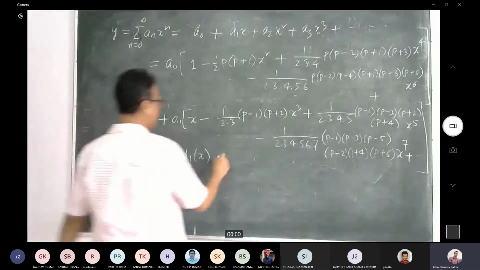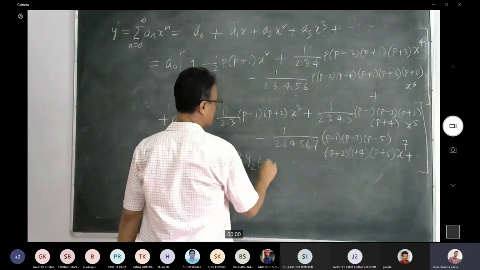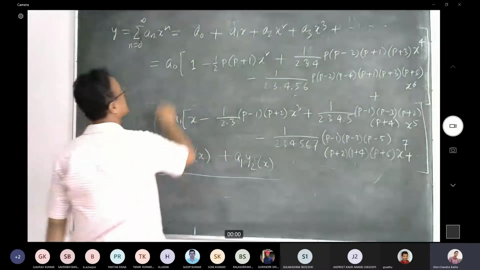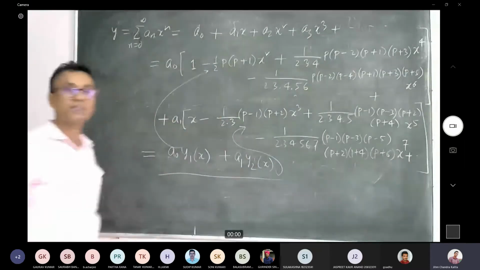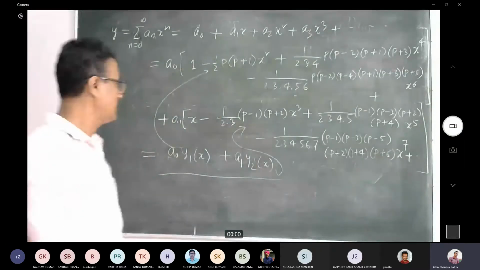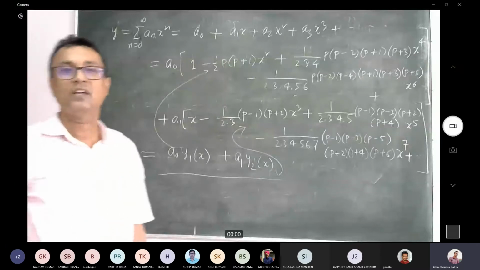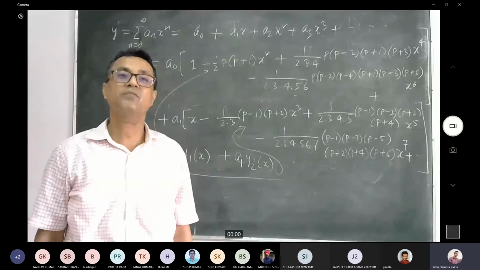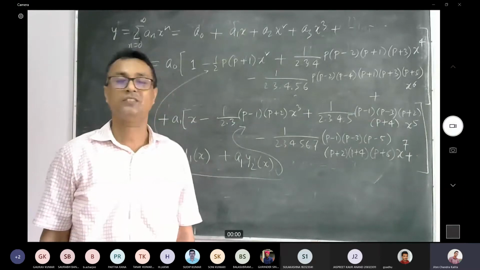y1(x), and then a1 y2(x). I am getting something like this, where y1(x) is given by this and y2(x) is given by this, whatever is within the parentheses. Now if you look at these y1(x) and y2(x), they are not elementary functions or combinations of elementary functions that you found earlier.